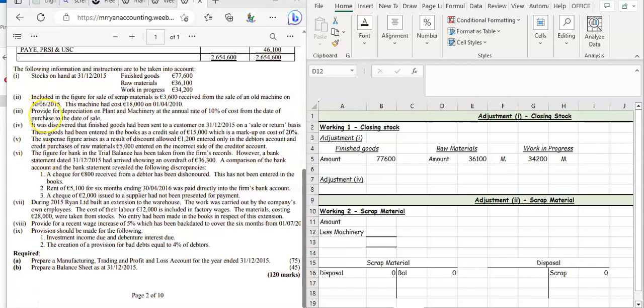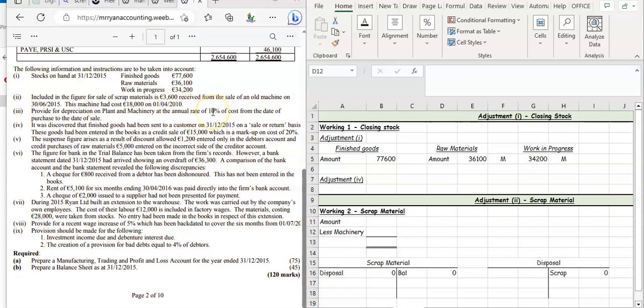Let's have a look at the second adjustment for Ryan Limited 2016 manufacturing count. It says included in the figure for sale of scrap material is 3,600 received from the sale of an old machine. So we sold an old machine, we got money for it. So we need to take this 3,600 out of the scrap material figure to get the new figure for the scrap material.